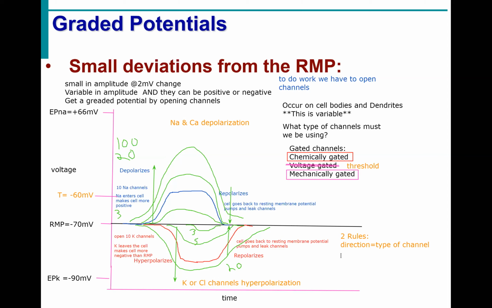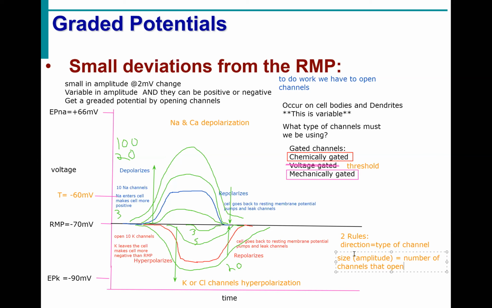And the other rule is the size, or if we want to be fancy, the amplitude, is determined by the number of channels that open. The more channels we open, the bigger the signal we get. The fewer channels we open, the smaller the signal we get.